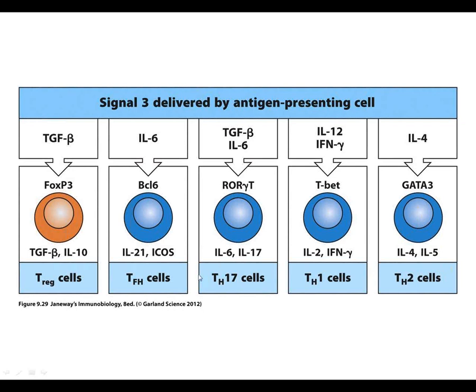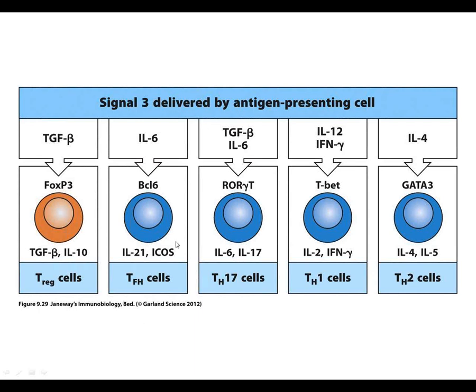Finally, Th17 cells are turned into Th17 by two signals, TGF-beta and IL-6. The essential transcription factor is ROR gamma T. And then this Th17 cell works by secreting IL-17 and IL-6.